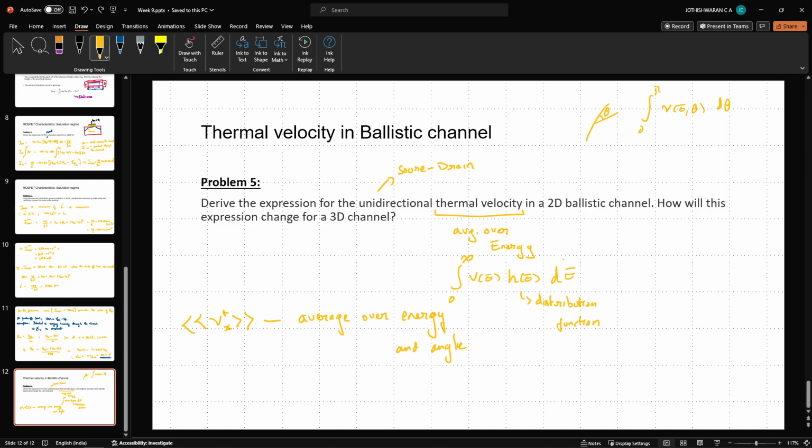So now how do we go about this? What we know for a fact is that the energy depends strictly only on the magnitude of the velocity. It does not depend on the direction of the velocity. Therefore, these two averagings can be done independently of each other.